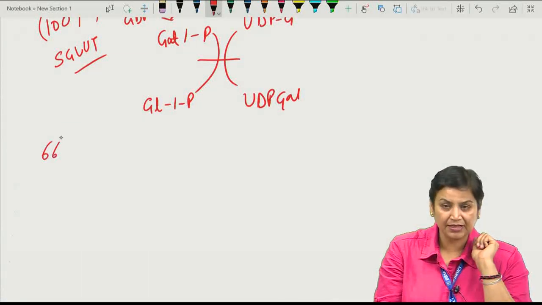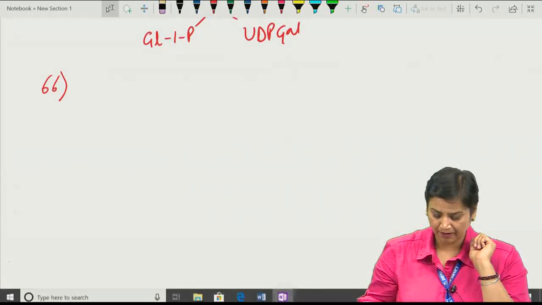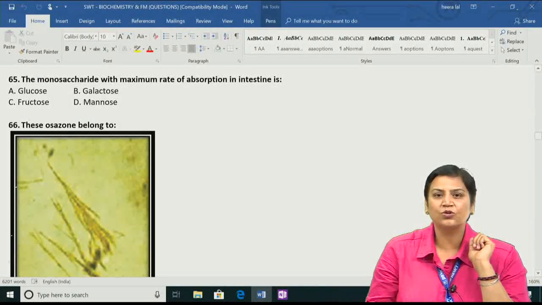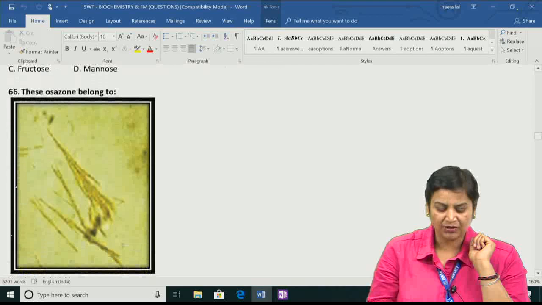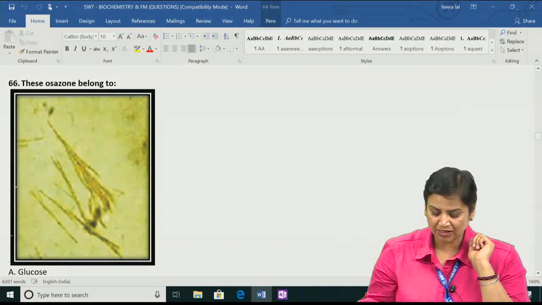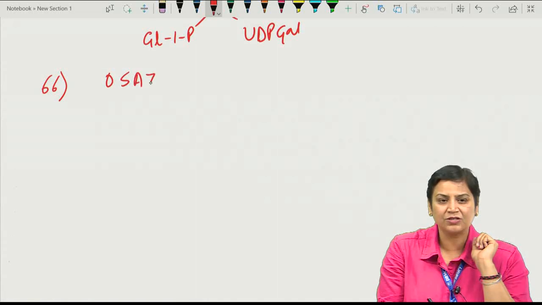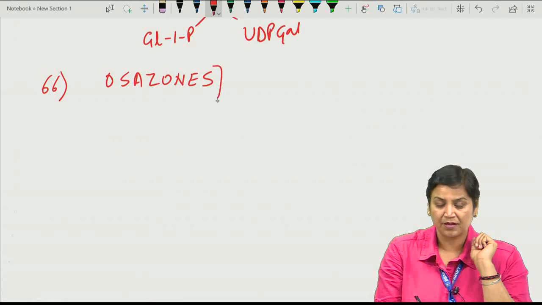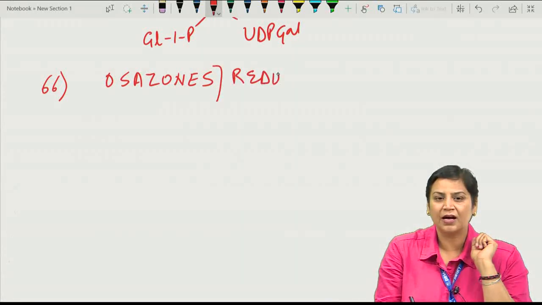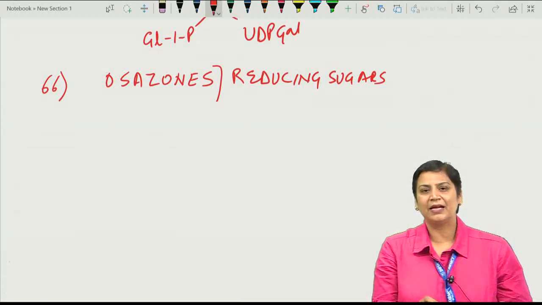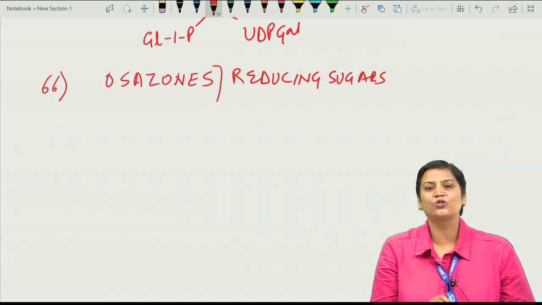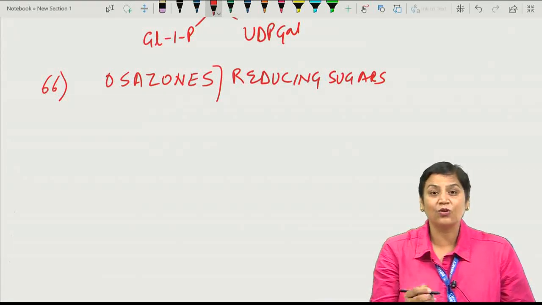Then question number 66. These osazones belong to. Now see, what are osazones? Osazones are basically the characteristic features of reducing sugars. All the reducing sugars are going to form osazones. They basically combine with phenylhydrazine hydrochloride and sodium acetate to form characteristic osazones.